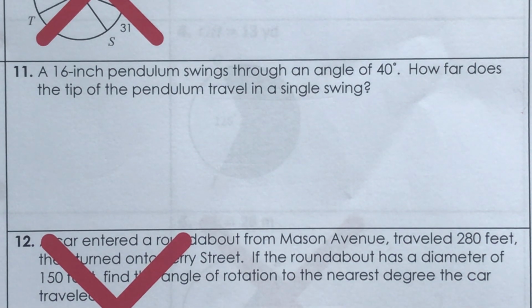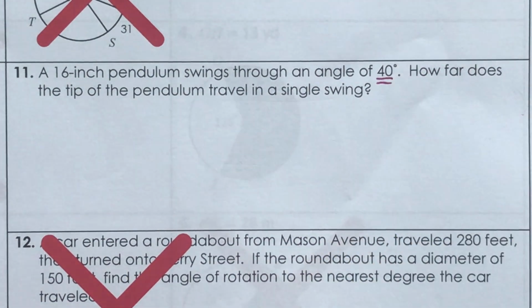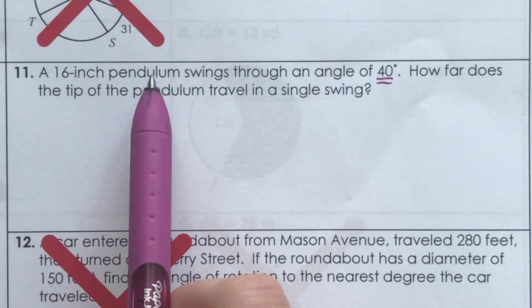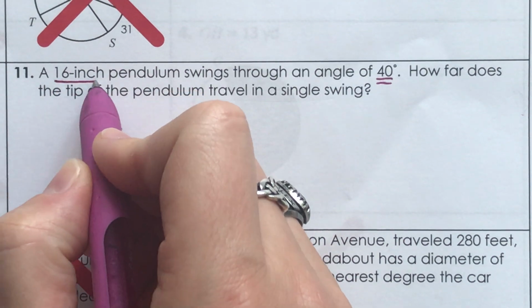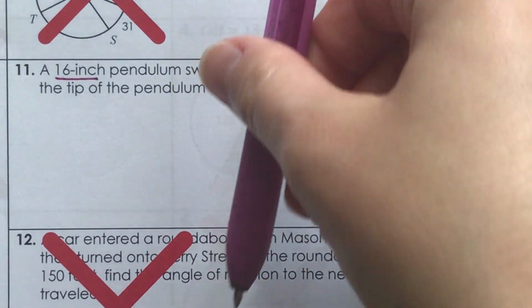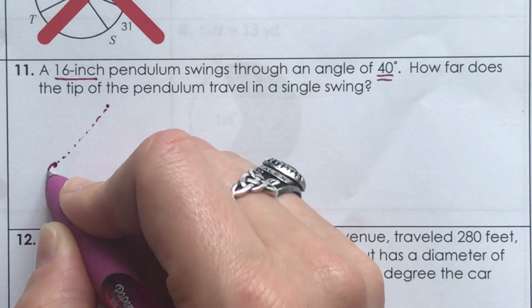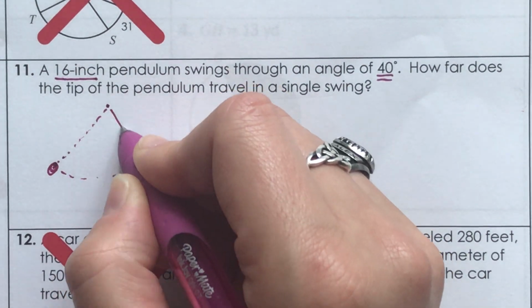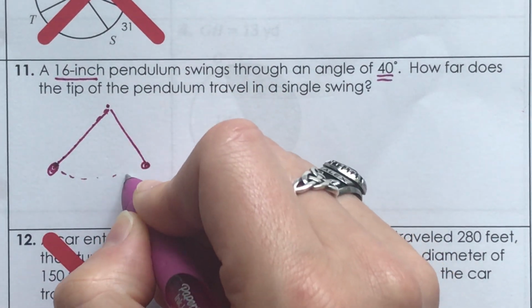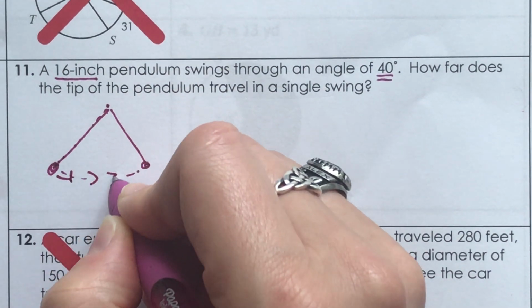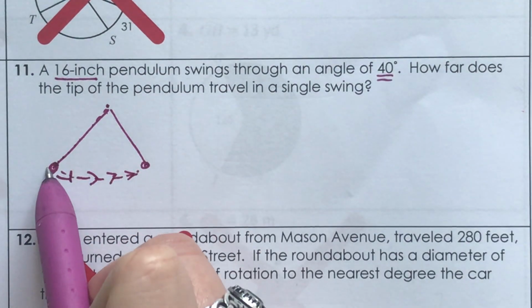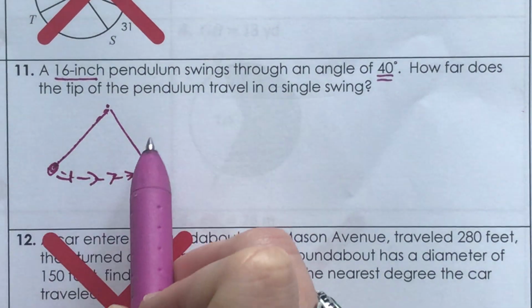A 16-inch pendulum swings through an angle of 40 degrees. How far does the tip of the pendulum travel in a single swing? So it tells me what my degree measure is, and it also tells me that my pendulum is 16 inches. So imagine I've got something up here, right? And it's swinging. Here's the pendulum. So it swings from here to here. All right, so here it is swinging. Here's the motion of it swinging. So it goes swing to swing to swing to swing, back and forth and back and forth.